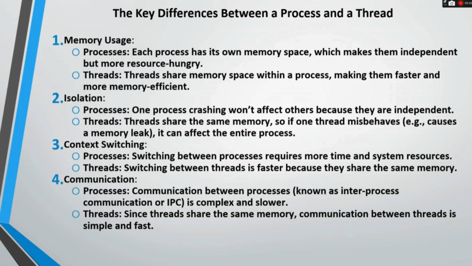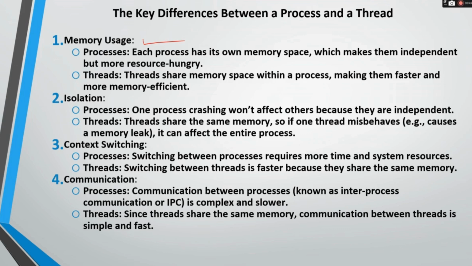Now let's quickly see what the key differences are between threads and processes. The first one is memory usage. As I just discussed, each process has its own memory space, which makes it independent but more resource hungry. But in the case of threads, a thread shares the memory space of its parent process only. So it's much faster and more efficient, and switching between threads is very easy.